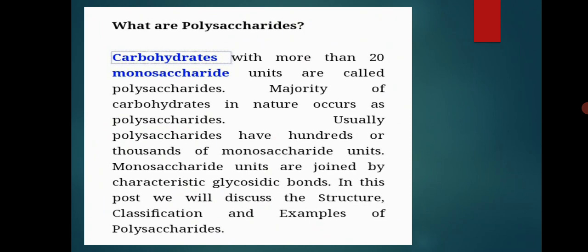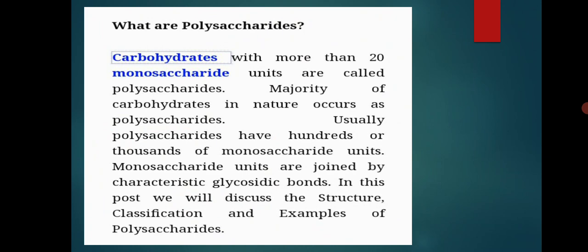Carbohydrates with more than 20 monosaccharide units are called polysaccharides. अगर 20 से ज़्यादा units होंगे then it is known as polysaccharides. Majority of carbohydrates in nature usually occur as polysaccharides. तो नेचर में जो हम देखते हैं, mostly polysaccharides are found instead of mono, di, or others. So in nature mostly polysaccharides are found.